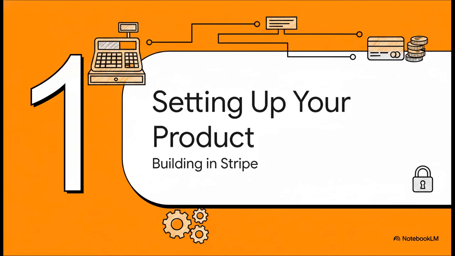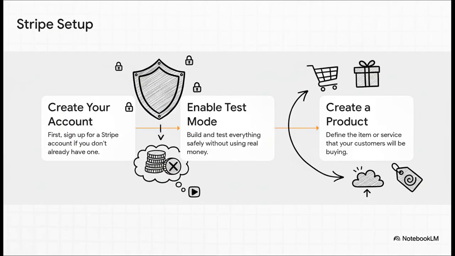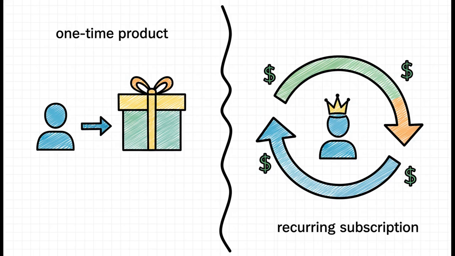Okay, first things first, we need to build, let's call it, our digital cash register. And all of this is going to happen right inside of Stripe. This is where we tell the system exactly what we're selling, and just as important, how we're selling it. Once you're inside your Stripe dashboard, the very first and honestly the most important step is to enable test mode. Think of this as a safe little sandbox where you can build and test everything without worrying about using real money. Once you're in test mode, you'll create a product, which is just Stripe's word for the thing your customers are about to buy.